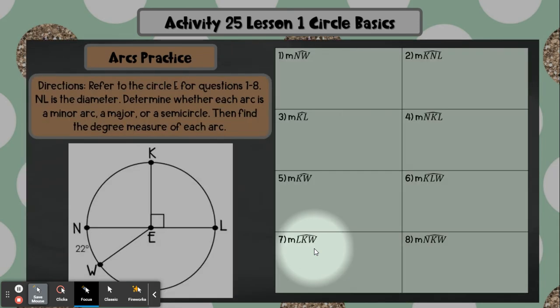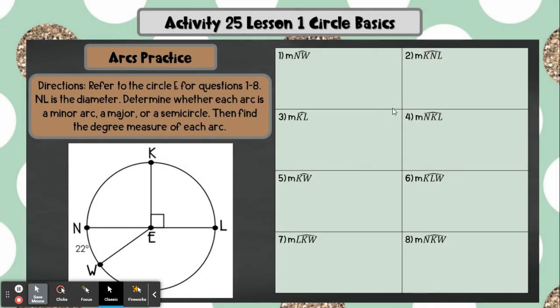So we have one more slide. I'm looking at the measure of NW. It says refer to the circle E for questions 1 through 8. NL is the diameter. Determine whether each arc is a minor, major, or semicircle. Then find the degree measure. So NW is a minor, and it's 22 degrees.